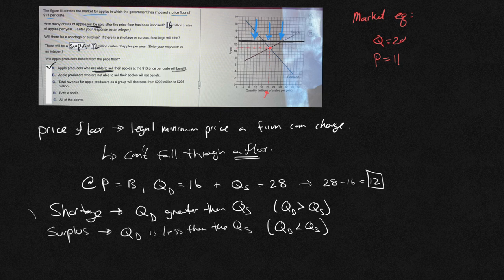Let's go to B. Apple producers who are not able to sell their apples will not benefit. Oh, that's true. If I can't sell them, I'm not benefiting from it. So we know it's at least A and B, so we know it's at least D. Now let's look, total revenue for apple producers as a group will decrease from 220 million to 208.